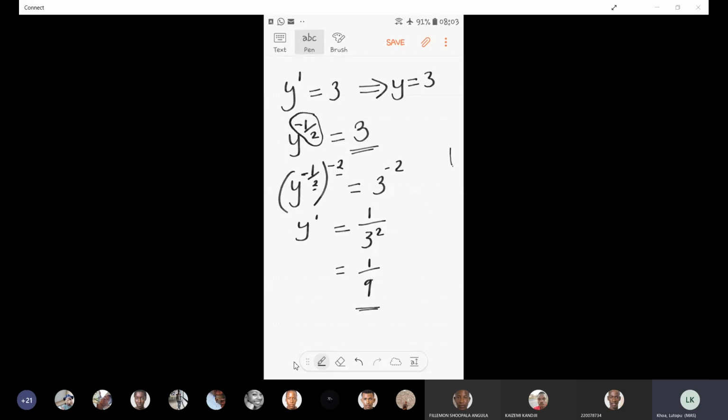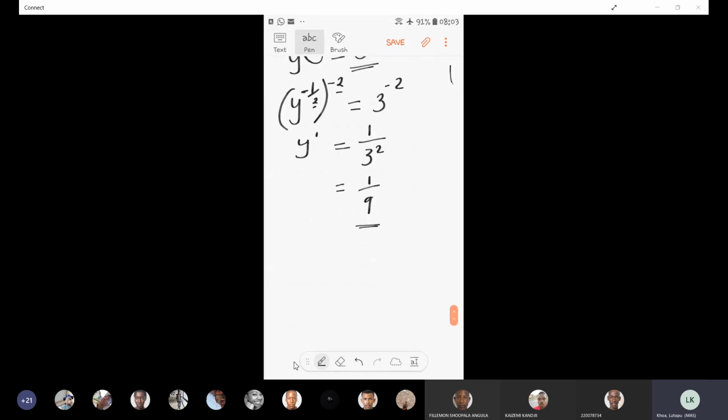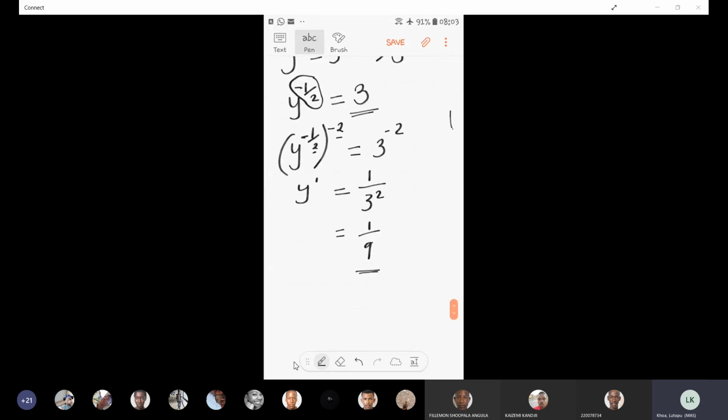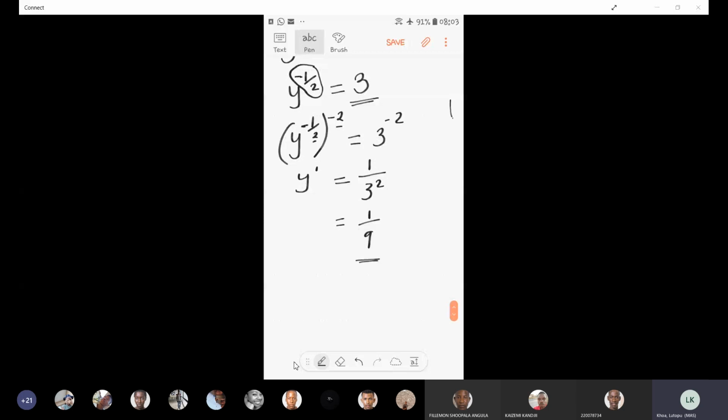And then you'll see that both of these solutions are valid. You must always check, substitute them back, and then check that they're not giving you a math error. So this 3 and 1 over 9, both of those can be an argument and a base. So they are both valid.